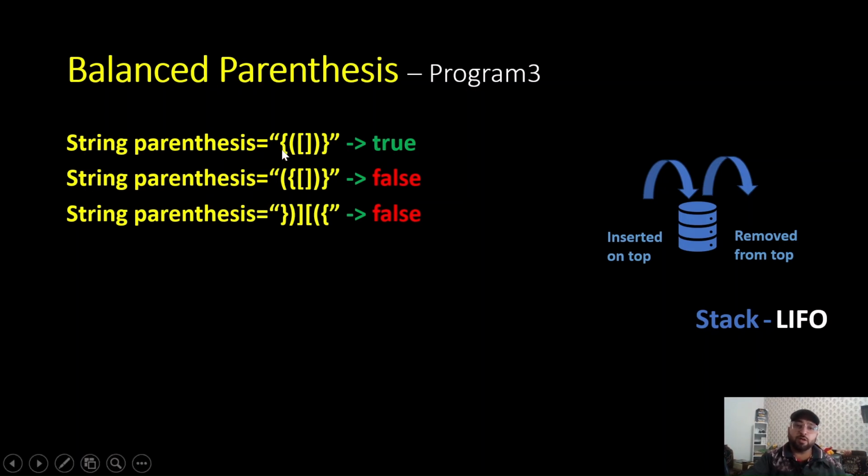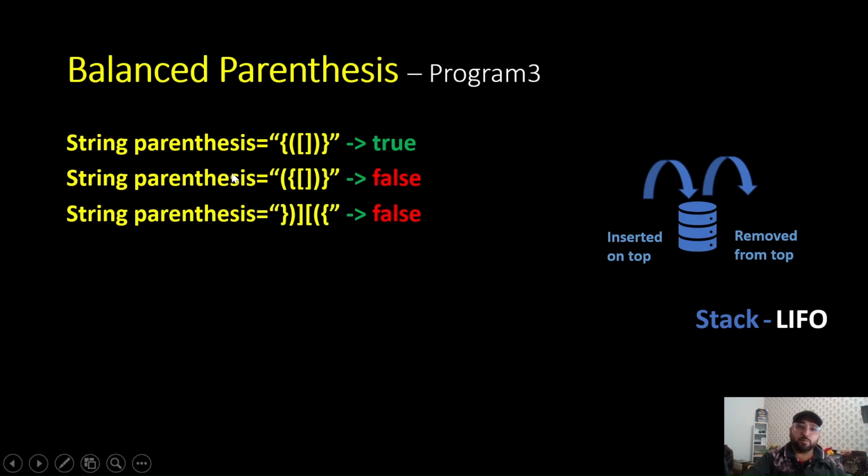For example, if one brace starts at the first place, it should end at the last place. If I take this example here, at the first place we have a curly brace, so at the last place we should have a curly brace. At the second place we have this particular brace, so at the second last place we should have the closing brace, right? Similarly, at the third place we have a square opening bracket, so at the third last place we should have the closing square bracket, right? So this is the balanced parenthesis example.